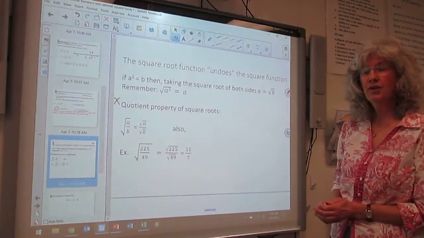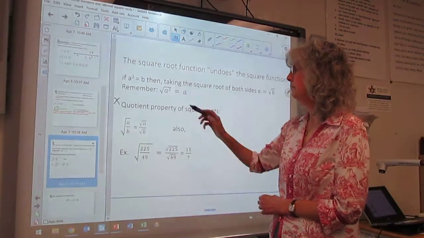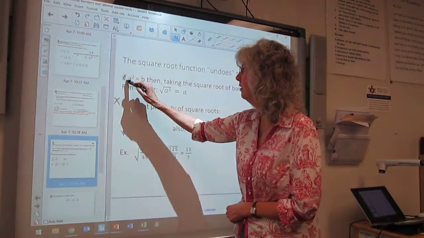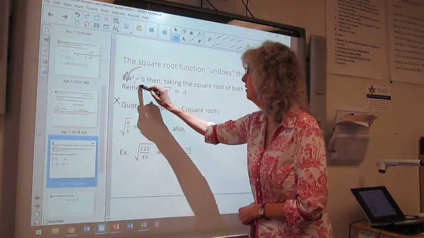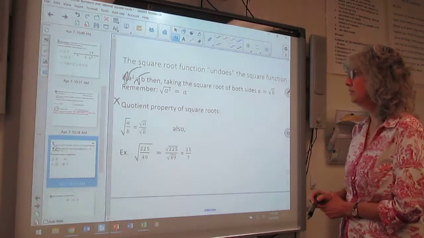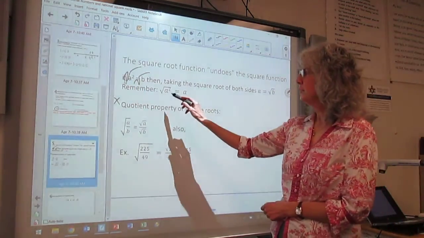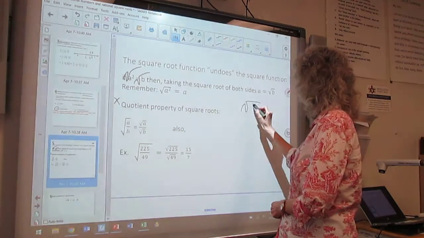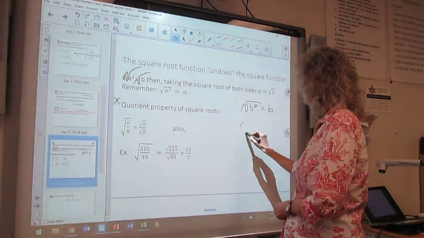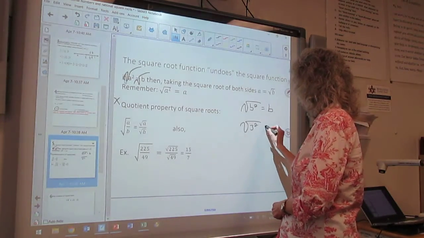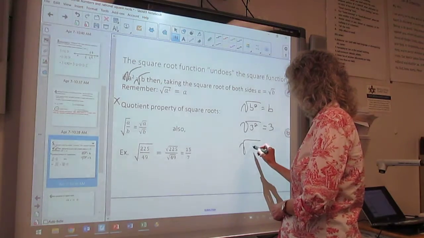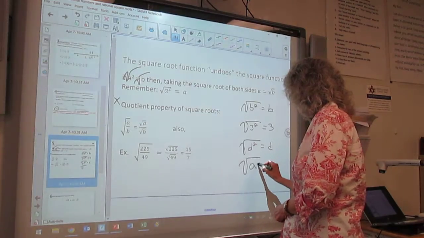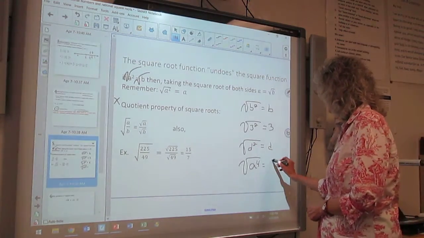Let's talk about the square root function. If a squared equals b, then we take the square root of both sides. The square root of a squared equals the square root of b. A is going to equal the square root of b. Remember, the square root of a square is the base. The square root of b squared equals b. The square root of 3 squared equals 3. The square root of d squared equals d. And the square root of a to the 4th equals, who can tell me? A squared.